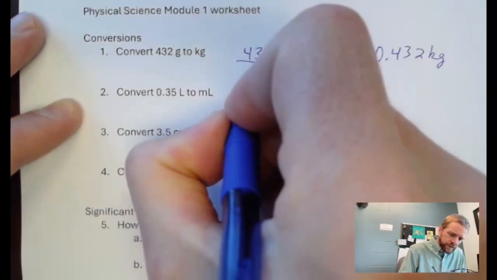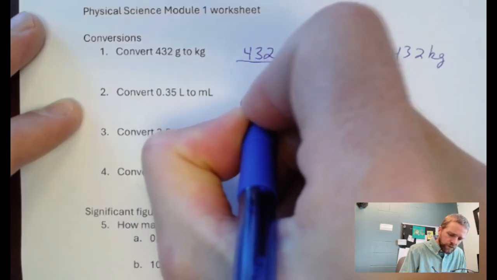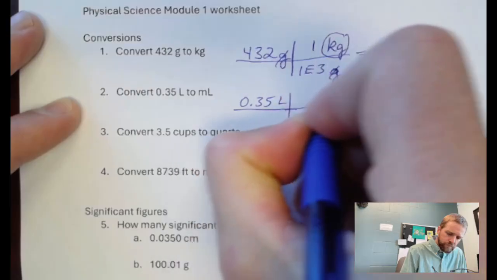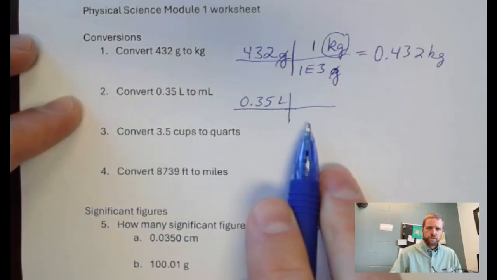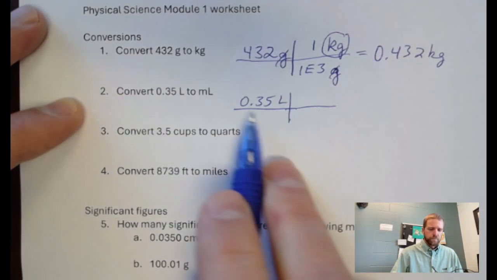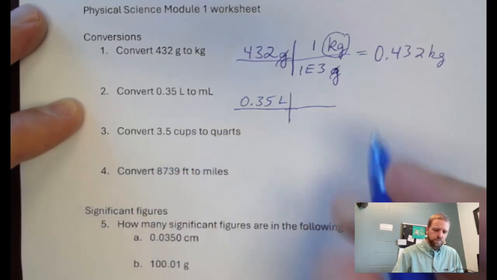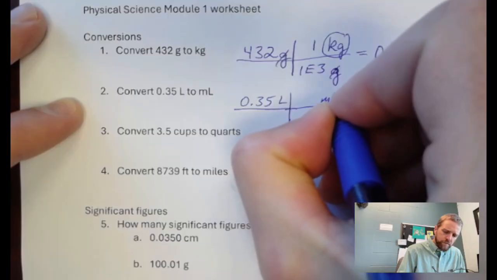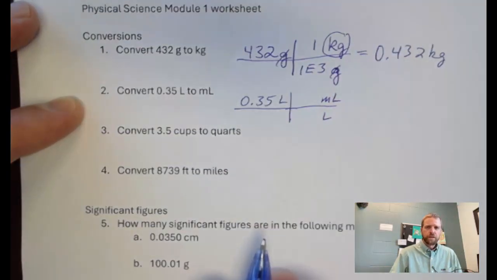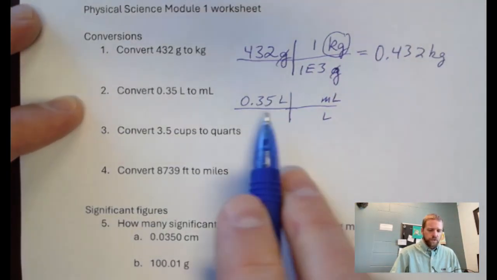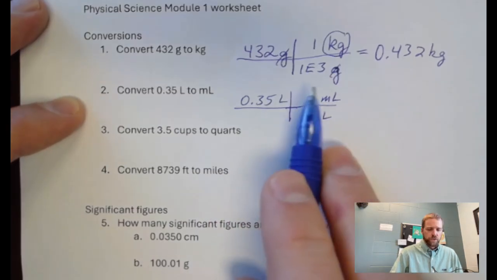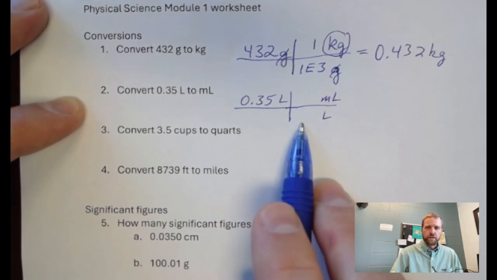All right, for the next one, I want to convert 0.35 liters to milliliters. So let me write down 0.35 liters, and then write out my conversions. I want to go from liters to milliliters, so I'm going to put liters down here, milliliters up there. A lot of folks remember that there are 1,000 milliliters in 1 liter, so you could write 1,000 up here and 1 down here.